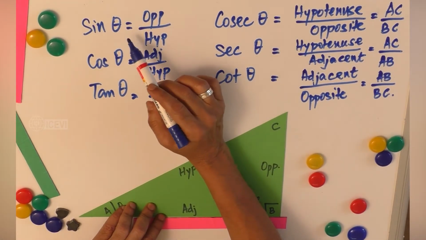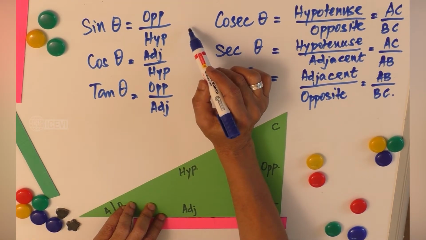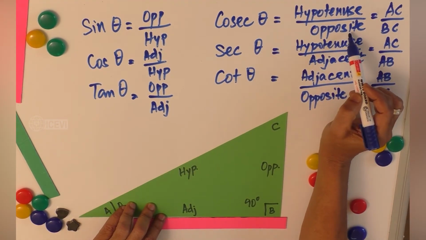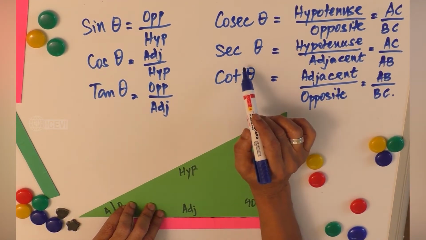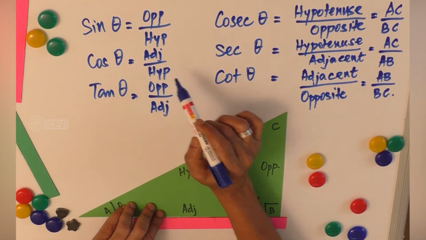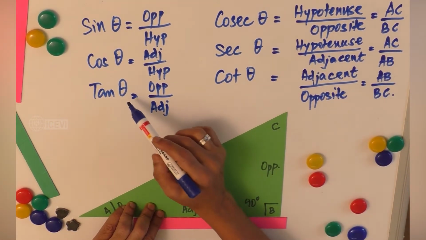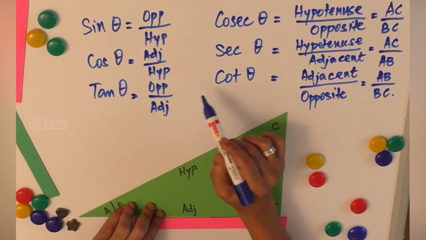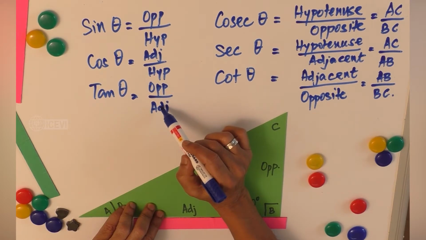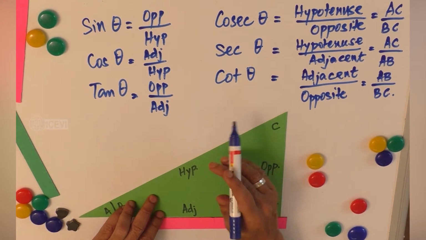You can notice that sin theta and cosecant theta belong to a family, because sin theta is opposite by hypotenuse, and here it is hypotenuse by opposite. Cos theta and secant theta are linked. Cos theta is adjacent by hypotenuse, secant theta is hypotenuse by adjacent. Similarly, tan theta and cot theta are linked. Tan theta is opposite by adjacent, cot theta is adjacent by opposite.